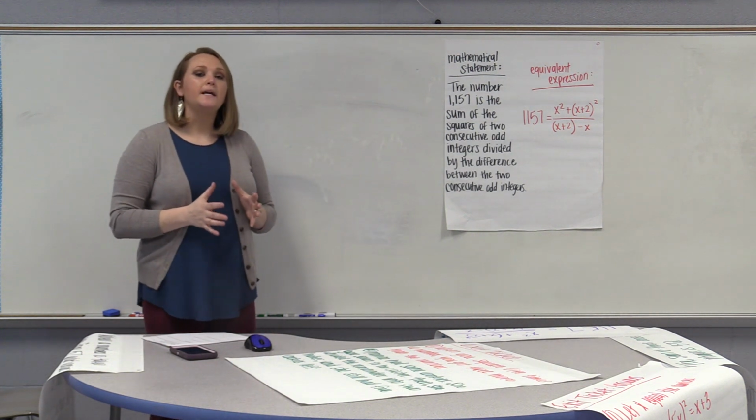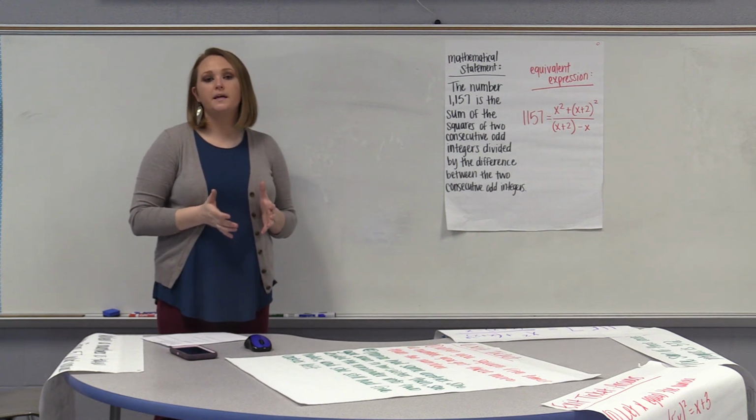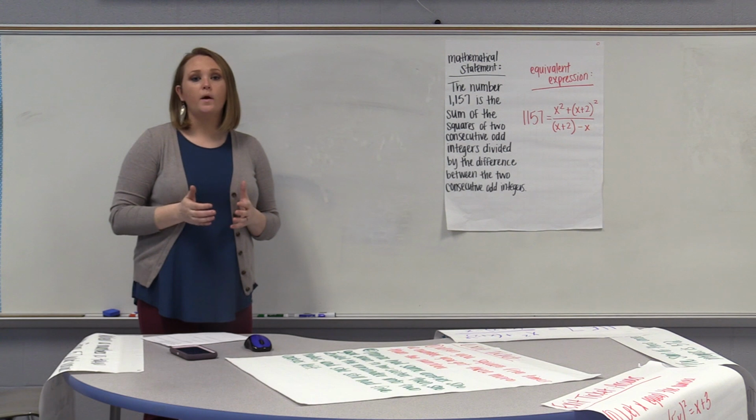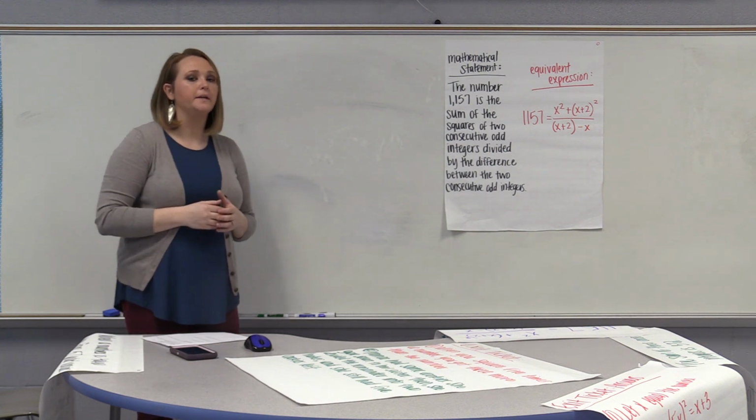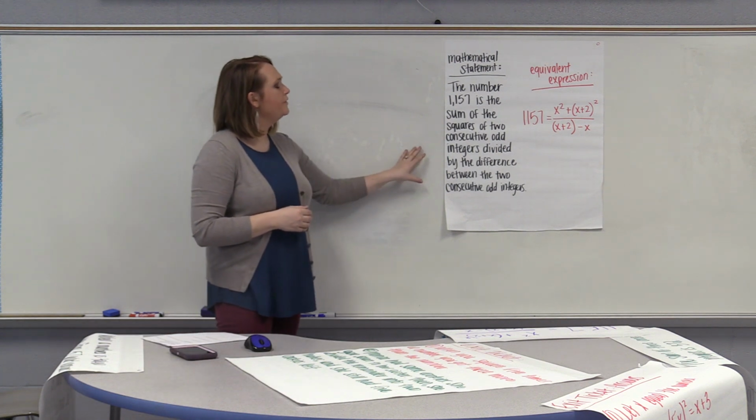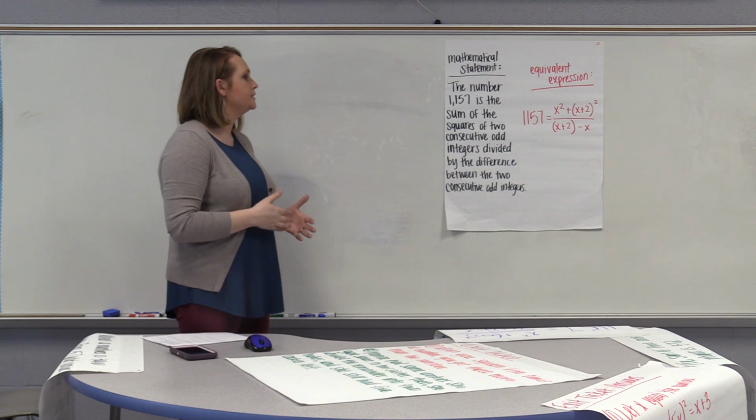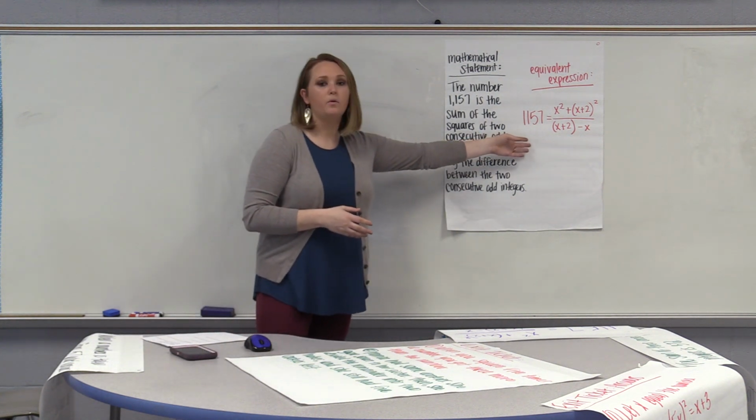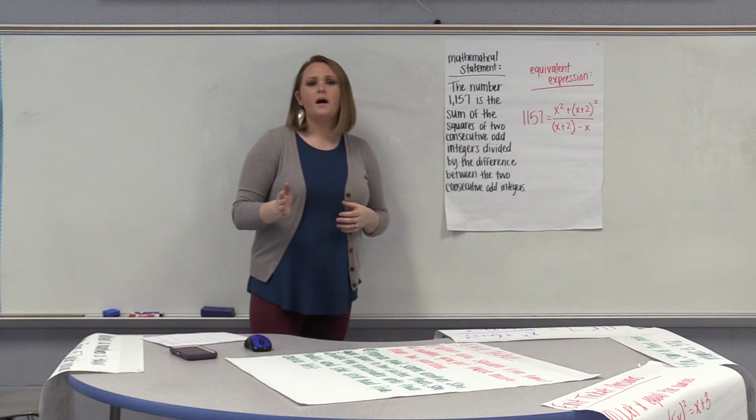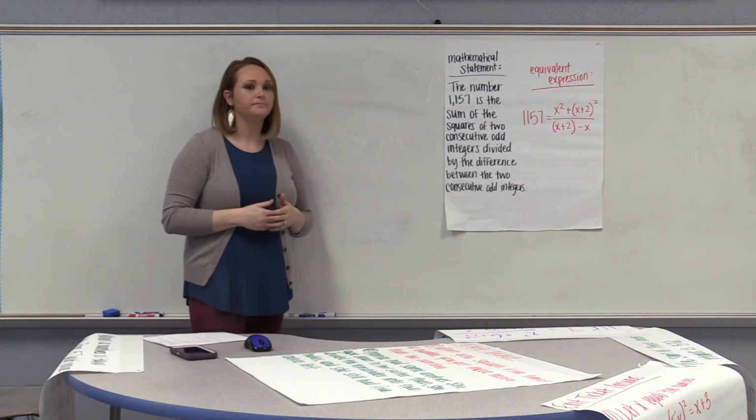Today we are reviewing writing equations using symbols. Let's start by thinking back to some things that we've already learned about equations and expressions. Take a look at this mathematical statement and the equivalent expression. The number 1,157 is the sum of the squares of two consecutive odd integers divided by the difference between the two consecutive odd integers. And then here's our equivalent expression. Think about how they are related and which representation you prefer and why.